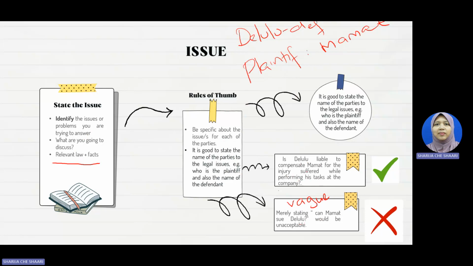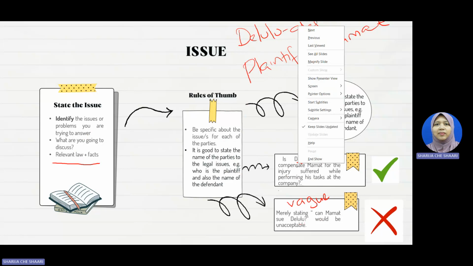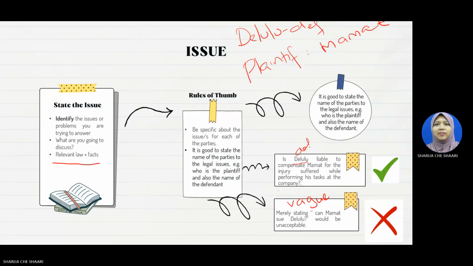So here you can see already, Mamat is suing the Lulu. The parties here: defendant, this is plaintiff. Why is Mamat taking action against the Lulu? Because he suffered injury. When? While performing his task. So for me, this is a good suggestion, because it has the relevant law and also the facts. It's not vague as stated here.